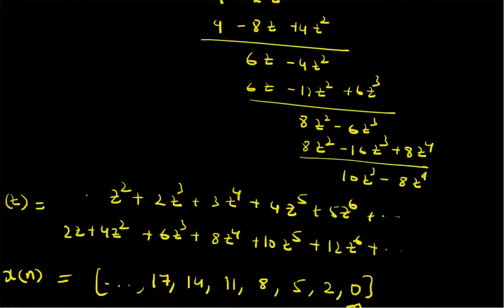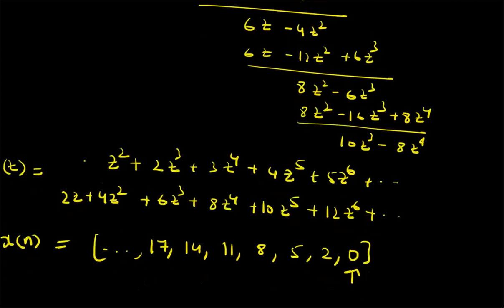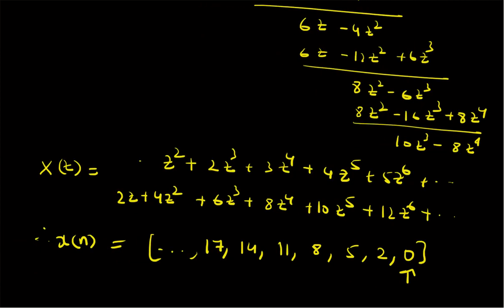So to find the actual x of n for the anti-causal case, we combine the two power series, and then we look at the coefficients of these powers of z, positive powers of z. So we get in the reverse order, that is 0, 2, 5, 8, 11, 14, 17 and so on. Thus we can find the inverse Z transform of a given x of z, for both causal and anti-causal cases using the long division method.